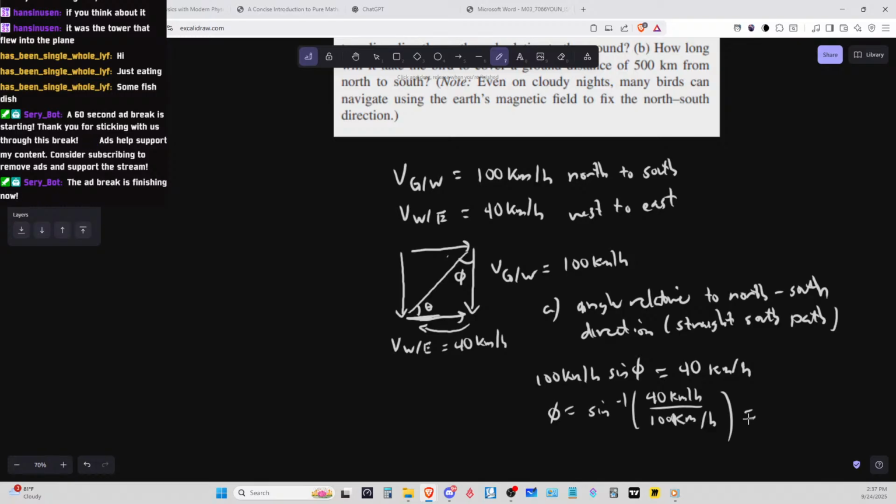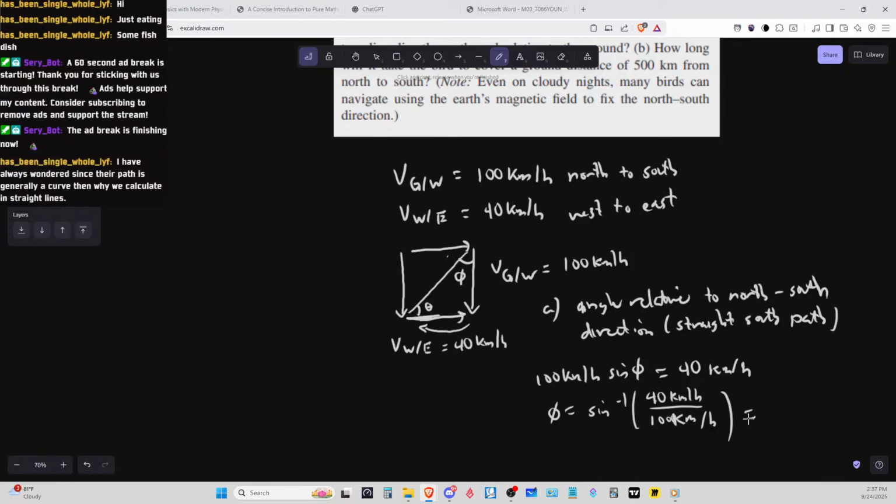Hopefully. I've always wondered, since their path is generally a curve, then why we calculate in straight lines. No, it's just that they are going in straight lines.